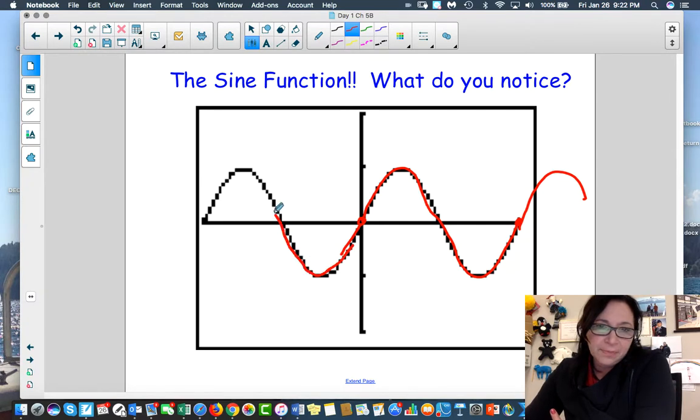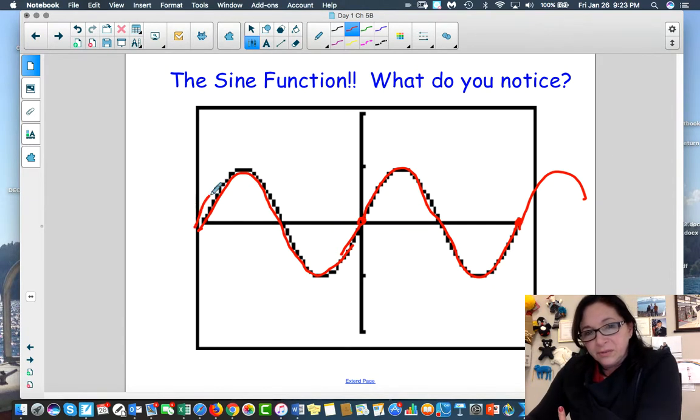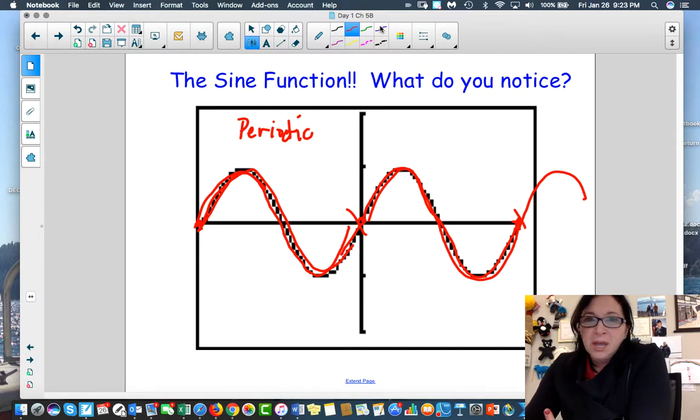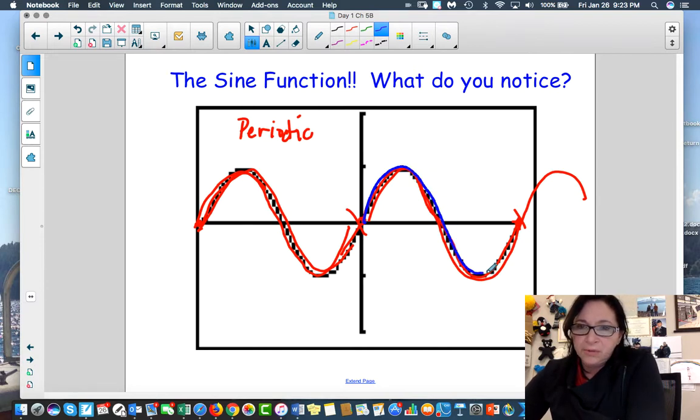What's happening here? So hopefully one of the things you've noticed is that this sine wave can go on forever. But before it does, it starts repeating itself. See how it goes 0, comes up, goes down here, goes up, goes down, ends at 0. What's happening is it repeats itself, and we call that periodic. If a function is periodic, that means it's going to repeat itself. But what you would want to ask yourself is, how long does it take before it starts repeating itself? We call that a period. So how long is the period?